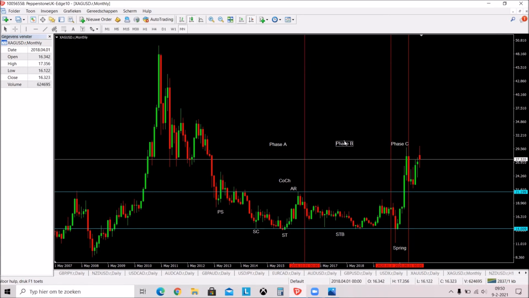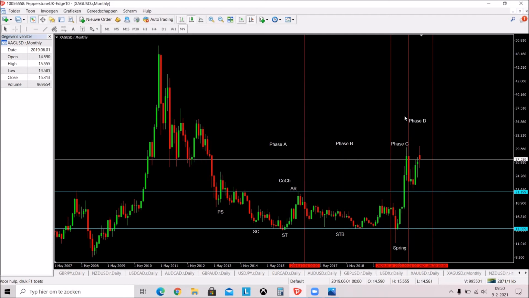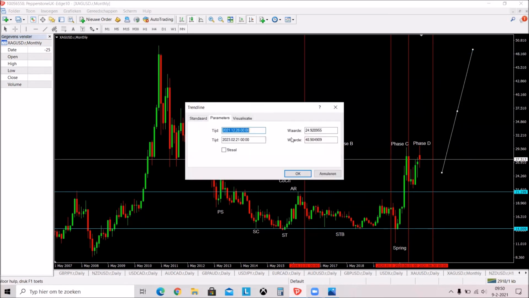If you're familiar with my stuff and where I enter, it's always in phase D, which is where we are now. This is phase D, and I'm not sure how long it's going to take. During phase D, you often see some range forming just after the breakout of the previous range, and then you will see the next leg to the upside, which is also what I'm expecting.